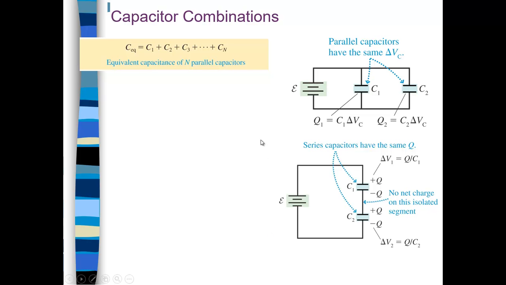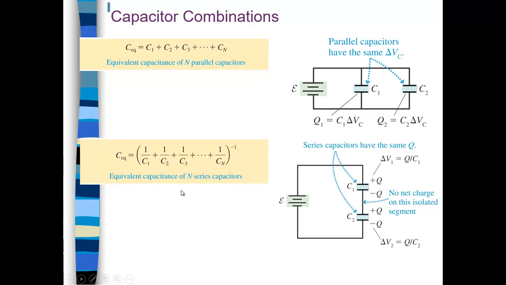Now when we have series capacitors, instead of having the same voltage drop, they have the same Q. So Q plus here, the charge on the positively charged plate, is equal to Q plus down here. Q minus on the plate here is equal to Q minus down here. The voltage drop is not the same: you have one voltage drop for the first capacitor and one for the second. The sum of those two equals the electromotive force of the battery. So that's how that works.